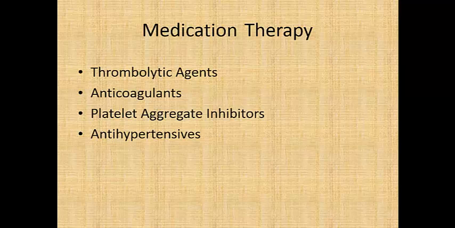Platelet aggregate inhibitors. We talked about all of these with MI as well. But aspirin is usually given if thrombolytics are not given. And if thrombolytics are given, aspirin shouldn't be given to a patient within 24 hours of any thrombolytics. So they'll hold that until the patient's at least 24 hours out. Ticlid, Plavix, and Persantine are some common platelet aggregate inhibitors or antiplatelets that can be used.